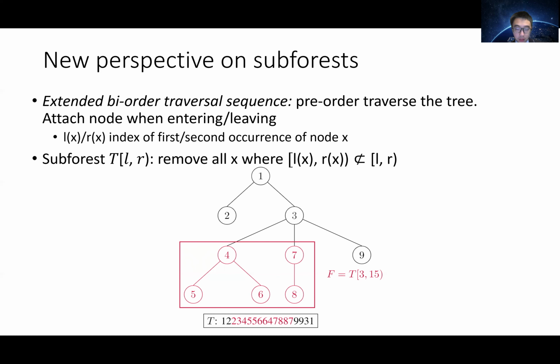For example, it contains the node 7, since both of the occurrences of 7 are inside the interval. On the other hand, it does not contain the node 2, since only one of its occurrences is inside the interval. And our definition dictates that both of the occurrences have to be inside the interval. We also know that this definition is not a one-to-one mapping, meaning that different intervals can correspond to the same subforest.